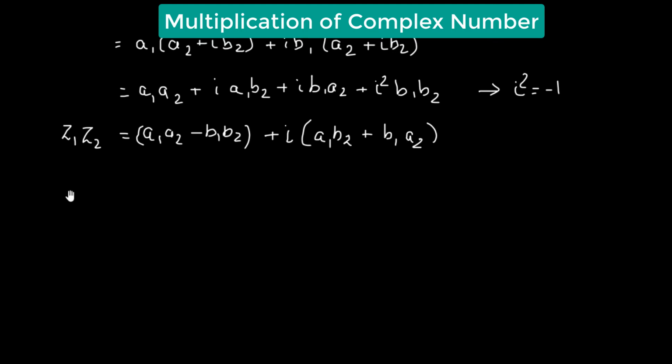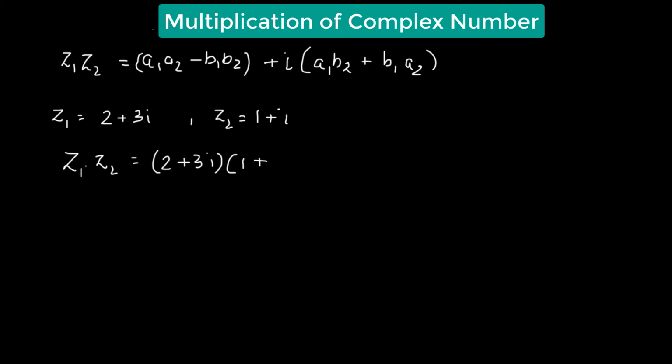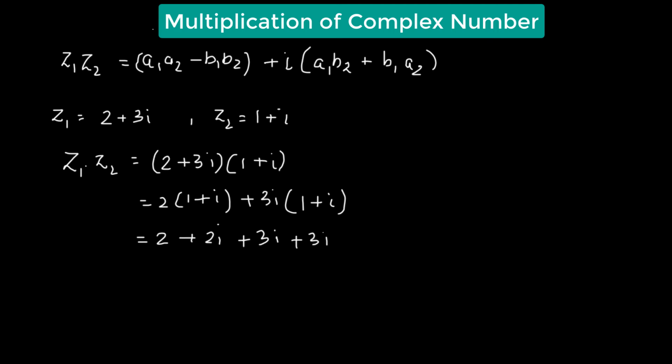Let us take a simple example. So let's say we have z1 equal to 2 plus 3i and z2 equal to 1 plus i. So we're going to multiply z1 and z2. That gives us (2 plus 3i) multiplied by (1 plus i), which is 2 times (1 plus i) plus 3i times (1 plus i), equal to 2 plus 2i plus 3i plus 3i squared.